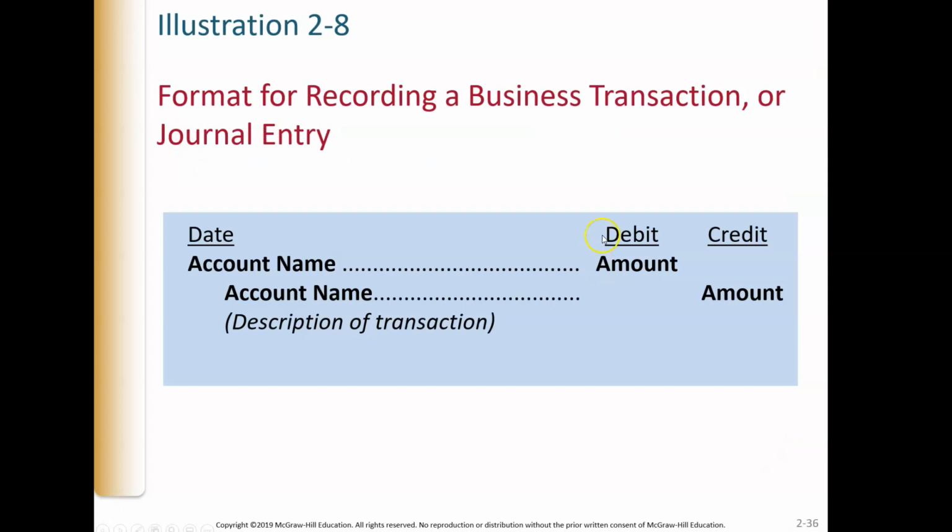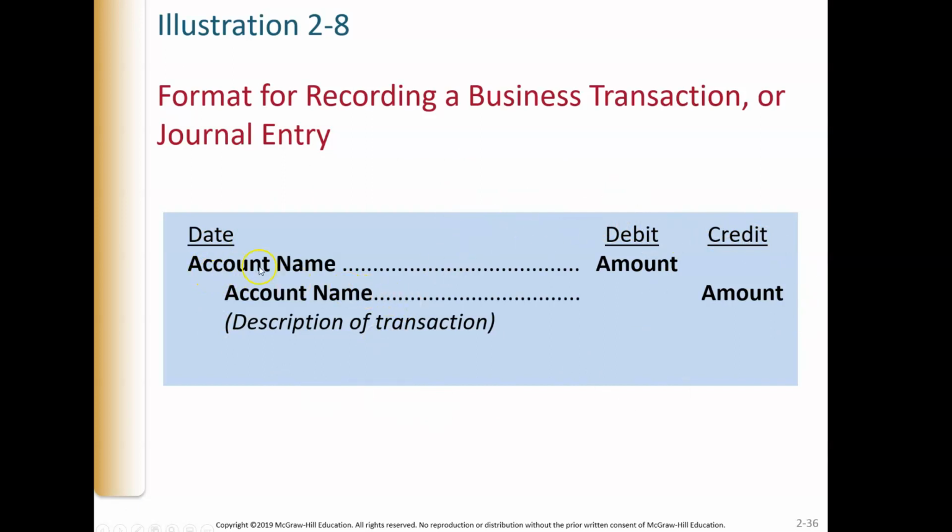So, analyze. Remember the analyze, journalize, post? So we analyzed each transaction. That's what we just did. We analyzed it. Now we want to journalize it. This is what a journal looks like.